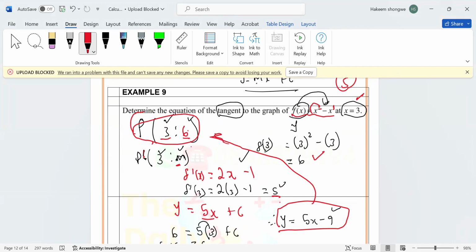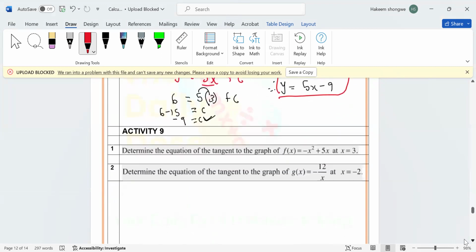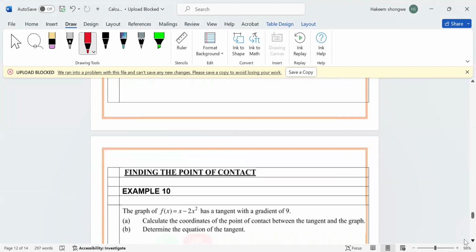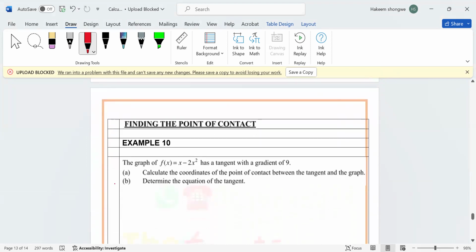How did we go before? We went from the point of contact to what? To the equation. How do we go about it? Nothing has changed. It helps for a learner to do something like this. A learner is going to do something like this.